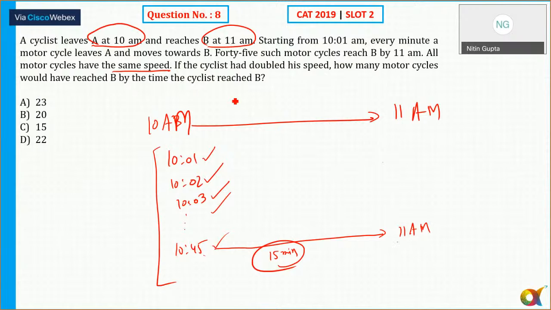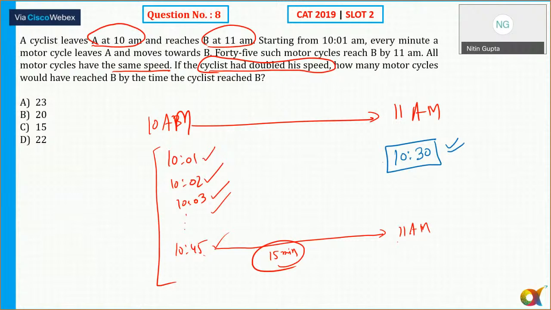One day, what happens if the cyclist had doubled his speed? साइक्लिस्ट की स्पीड क्या हो गई, वो डबल हो गई. अब अगर साइक्लिस्ट की स्पीड डबल हो गई तो 11 बजे की जगह ऑन दैट पर्टिकुलर डे ही विल रीच एट व्हाट टाइम, 10:30 पहुंच जाएगा. यस और नो? वो 10 बजे तो स्टार्ट करेगा और 10:30 बजे पहुंच जाएगा.